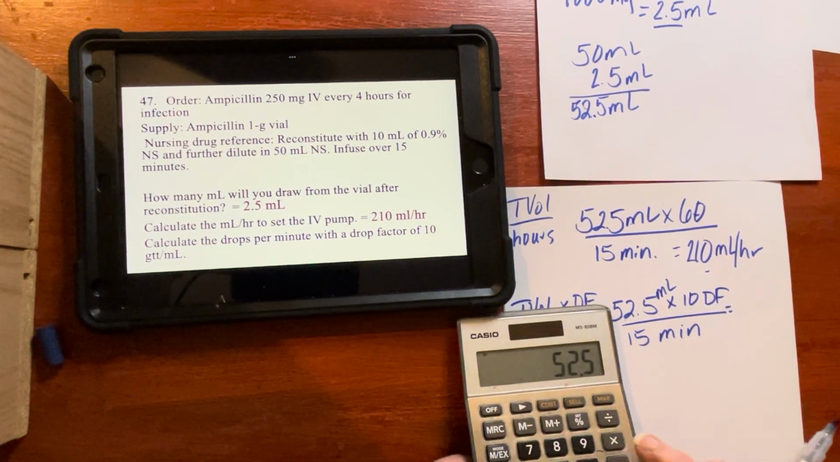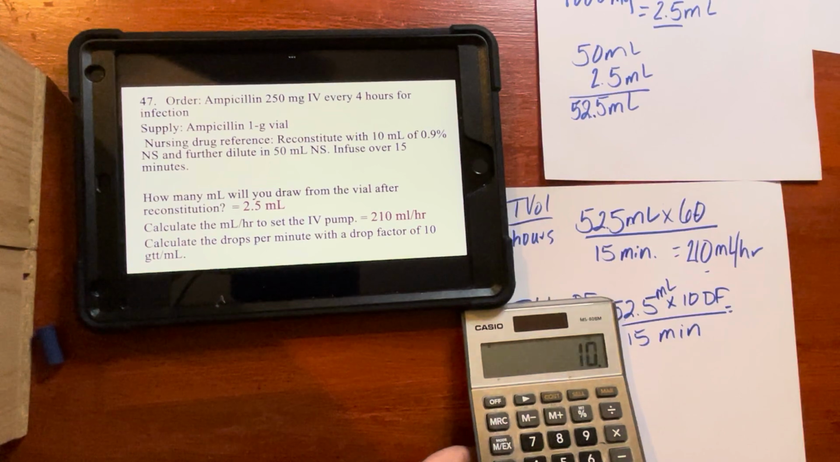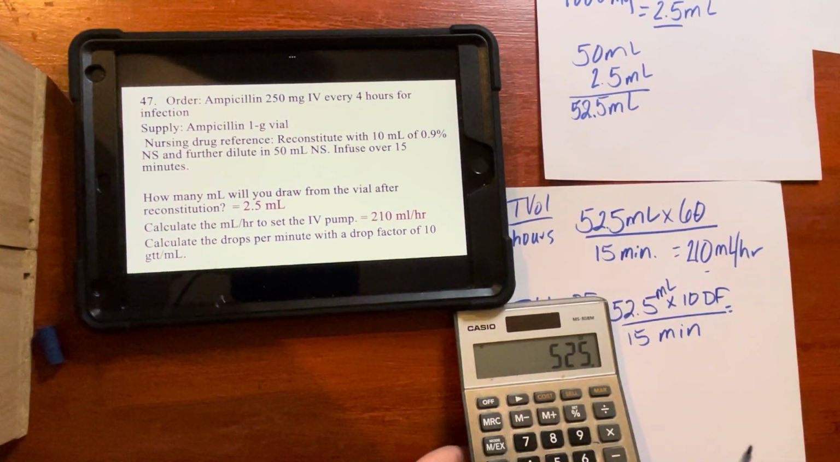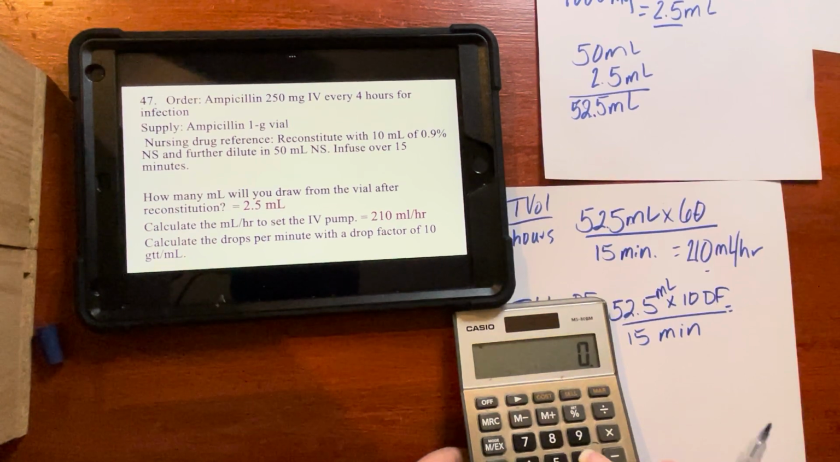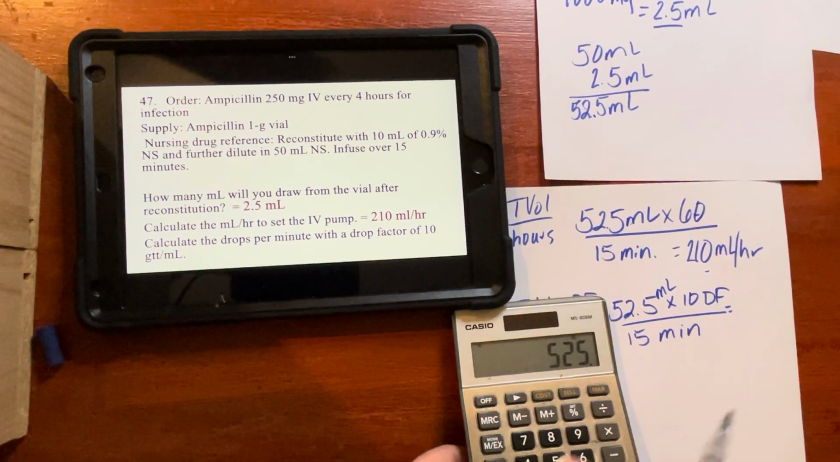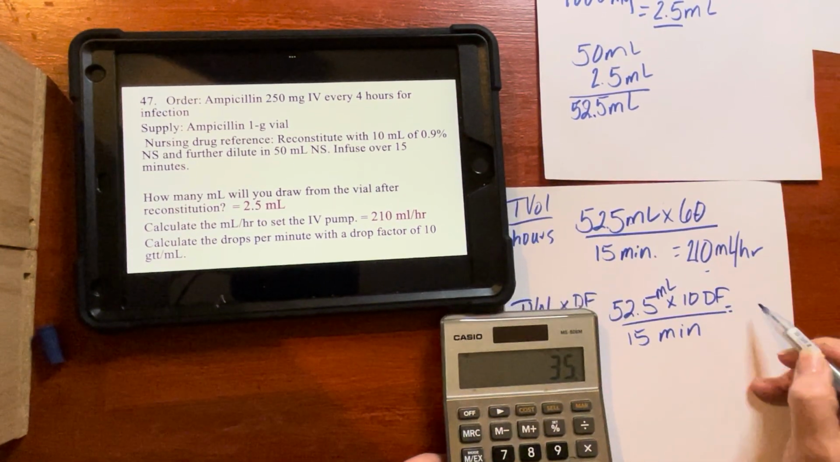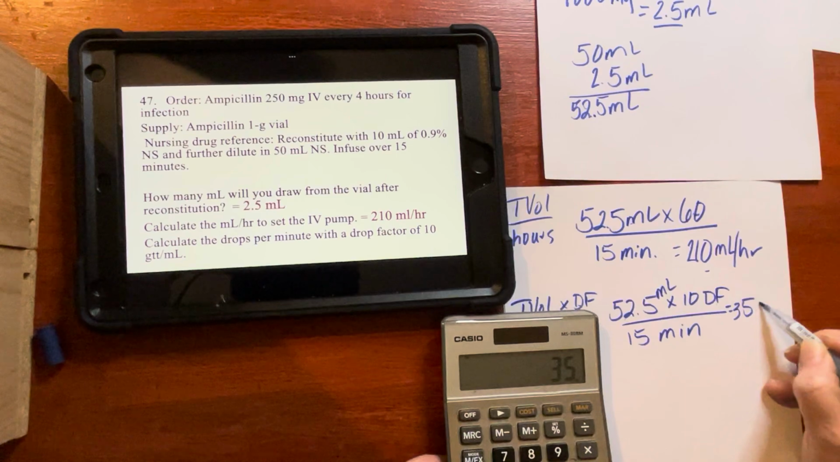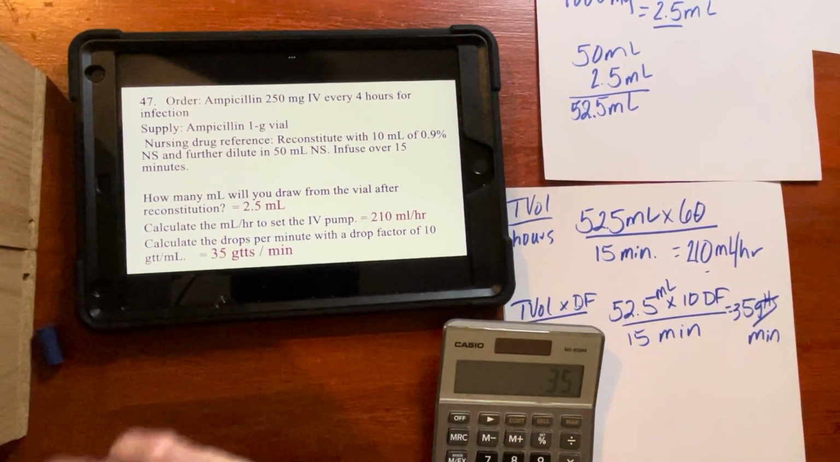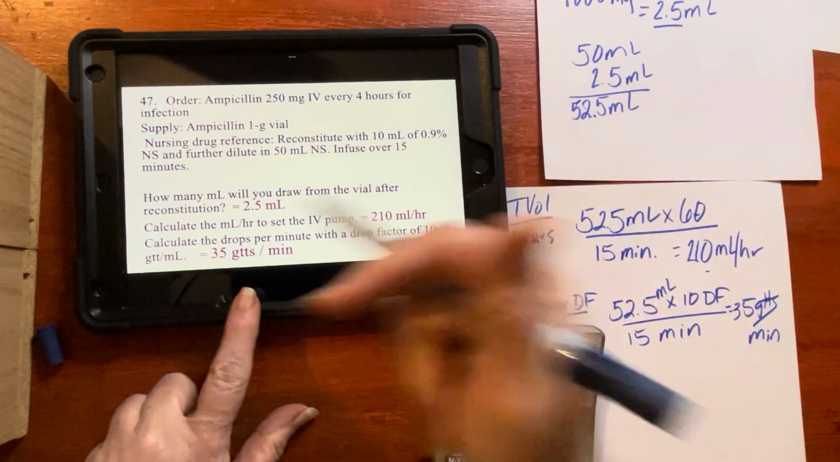52.5 times 10 drop factor equals, don't even look because you're not done. Oh, sorry. I'm going to start over. 52.5 times 10 divided by 15. That's going to be 35 drops per minute. Is that what y'all got?